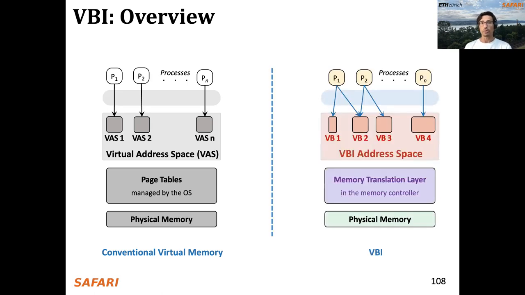What VBI proposes is a much more flexible approach with these VBI address spaces that allow different processes to have tailored virtual address spaces, each of the size that is really required, and also share access to the different virtual address spaces. And all of this is supported thanks to the memory translation layer that is proposed in the VBI work and is integrated into the memory controller.